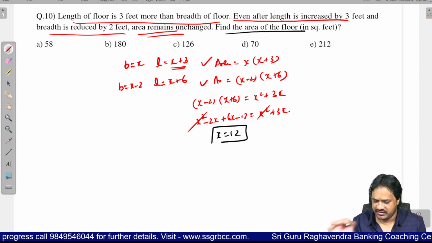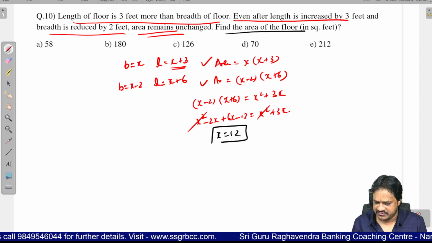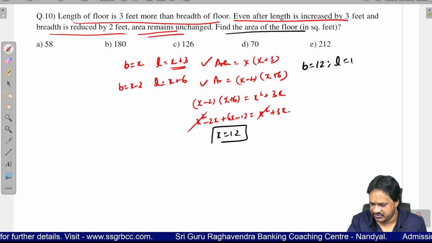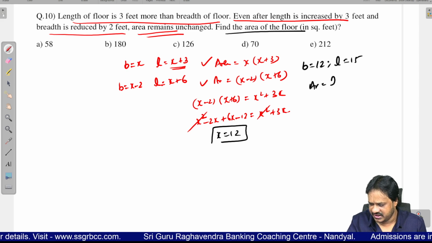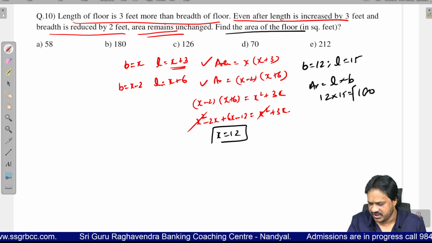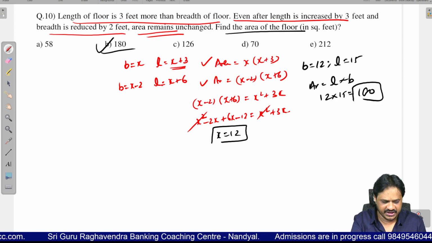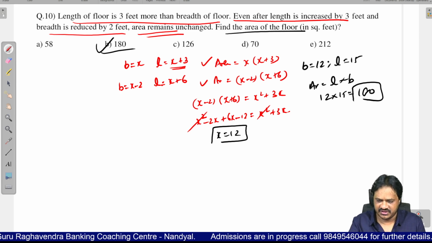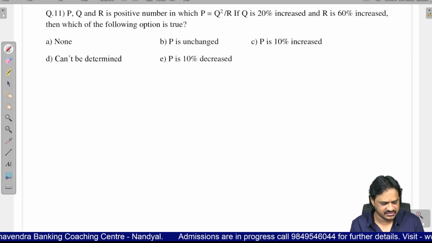Find the area of the floor. If x value is 12, breadth is x, that is 12, length will be 15, area is length into breadth, 12 into 15, that is 180. 180 feet is the correct answer. Option 2 is the correct one. Let us see the next question.